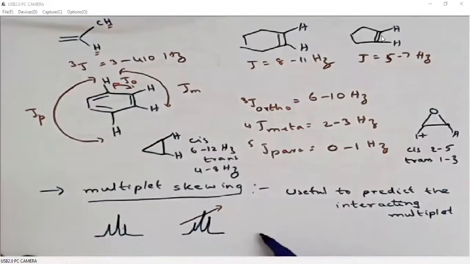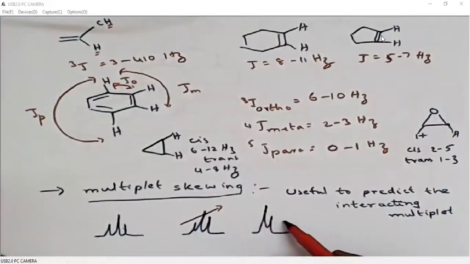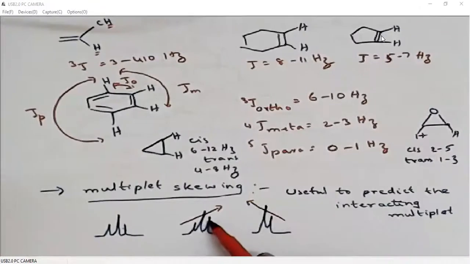So the multiplet which is interacting with this will also show skewing. For example, if it is a doublet, it should have 1:1 intensity. But when it is a skewing multiplet, that means when it is interacting with another multiplet, its intensity will also increase. So they will show uneven intensity. See, these two must be 1:1 in a general triplet. But when this multiplet is interacting with this, one of the peaks in the multiplet will have uneven intensity. That means its intensity will increase.